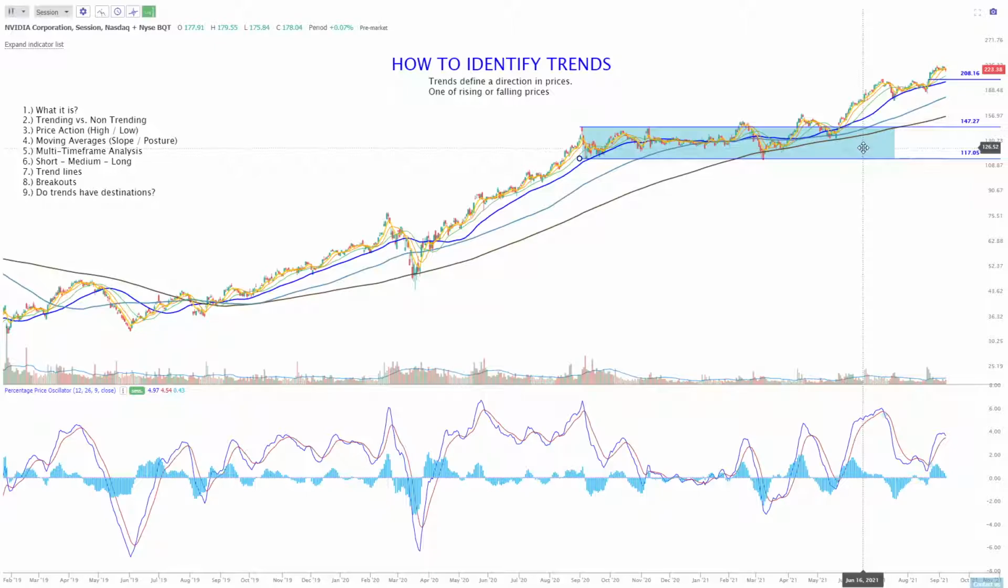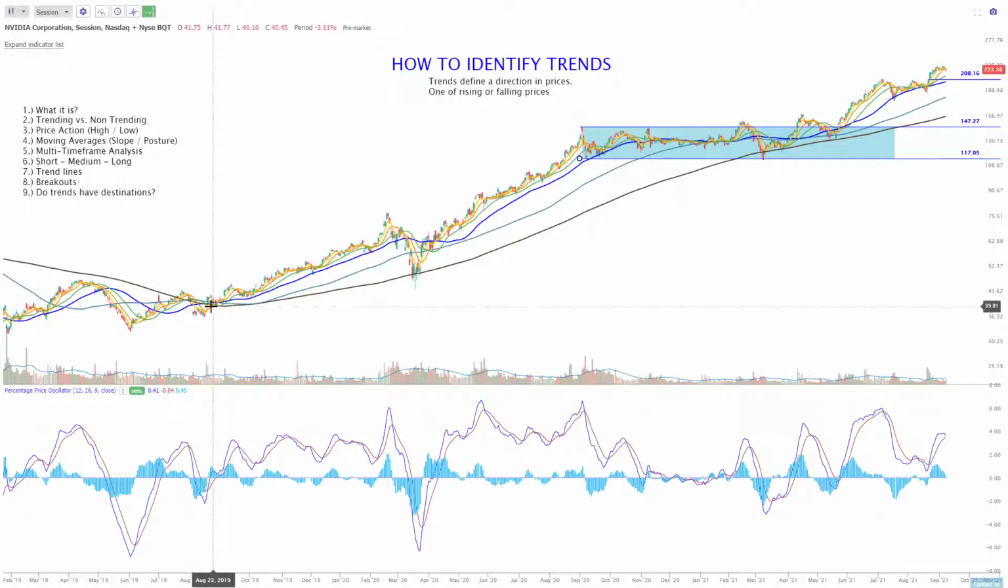Price just goes sideways. We use the moving averages. The slope of the moving averages is key, right? So if the slope is up and price is above, trend is up. If slope is sideways, there's really no trend. If slope is down and price is below, trend is down. But when you look at the moving averages, you also have the posture of the moving averages.